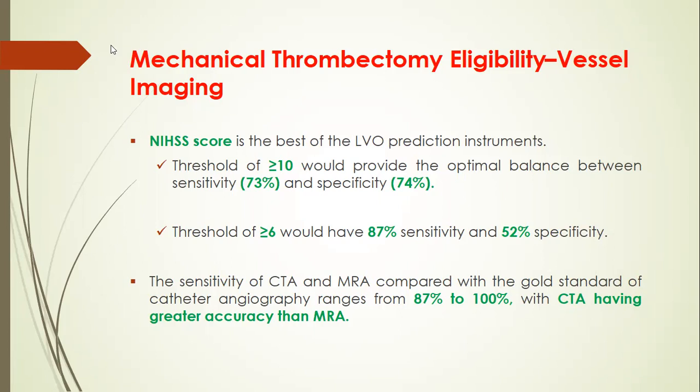If the score, what is minor stroke? Last time I told you. If the NIH score is less than 5, it is called minor stroke. If it is more than 6, it is major stroke. These are the common terms we'll be using in the next slides.